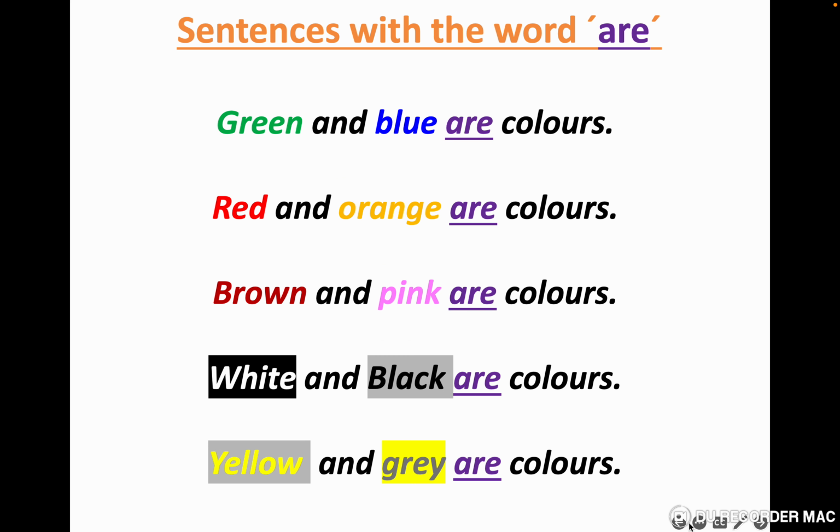Green and blue are what colors? So we need the word and. So when we have two things, we need to put between them and. Green and blue are colors. Red and orange are colors. Brown and pink are colors. White and black are colors. Yellow and gray are colors. So this is the correct sentence. Let's continue.